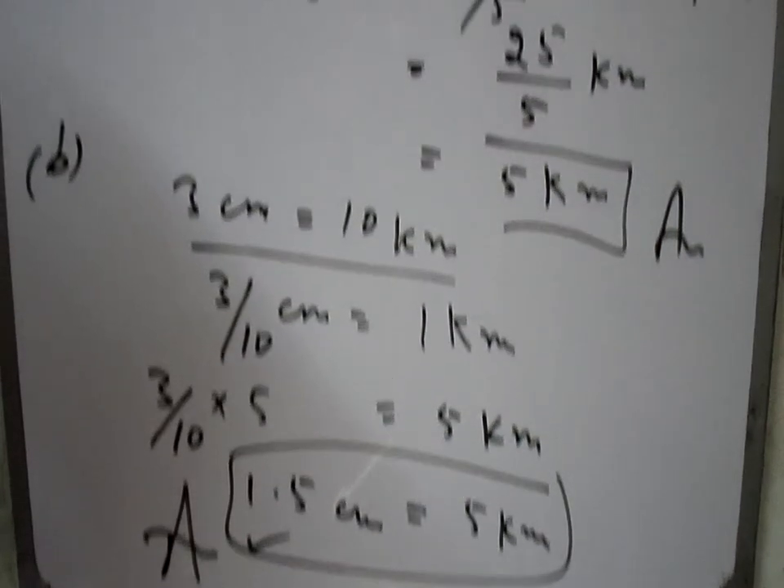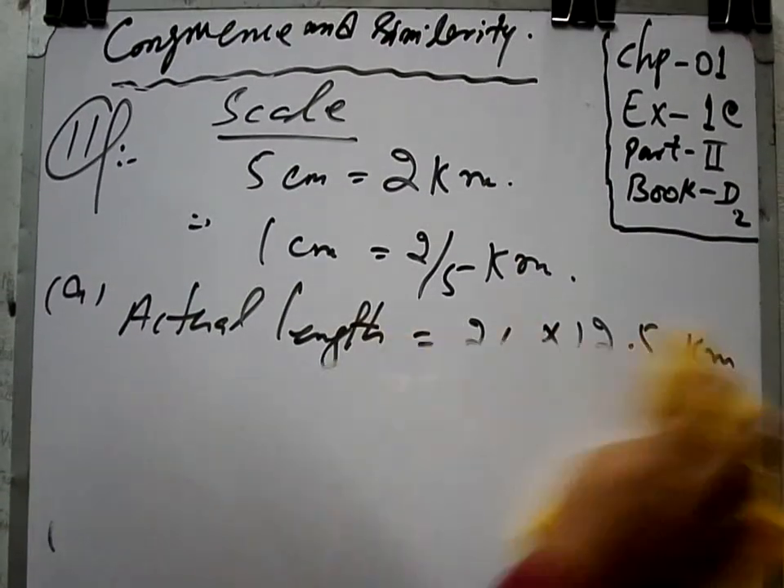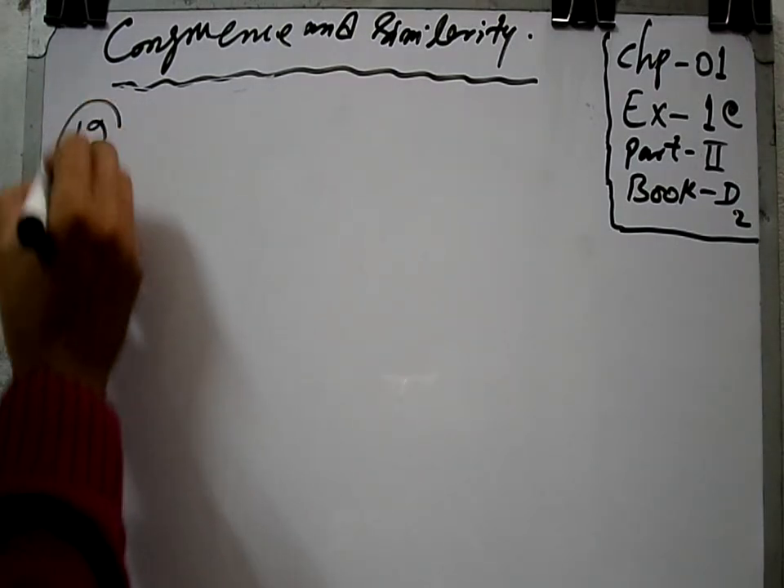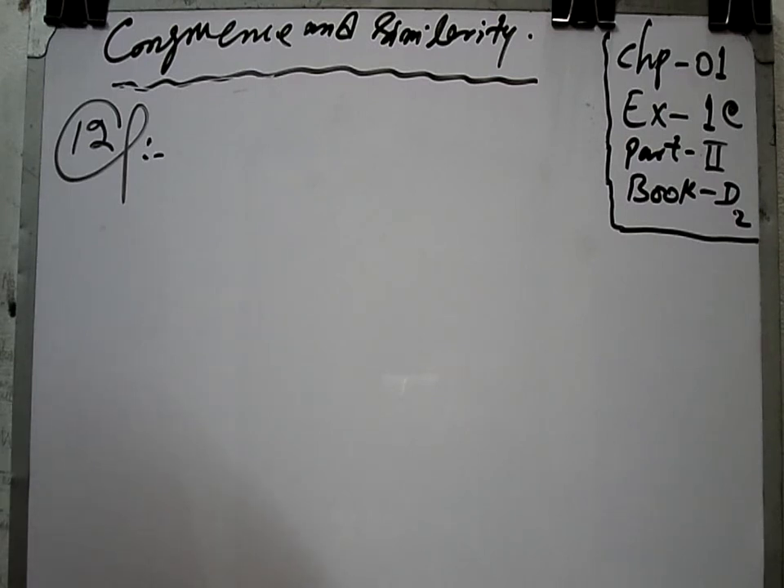Coming to question number 12. Read the statement. The scale of a map is 1 centimeter to 5 kilometer. What is the distance on the map between two towns if they are actually 25 kilometer apart, 38 kilometer apart, 12.5 kilometer apart, and 2500 meter apart? So four portions or 4 parts are given to us in question number 12. We have to solve each and every part.